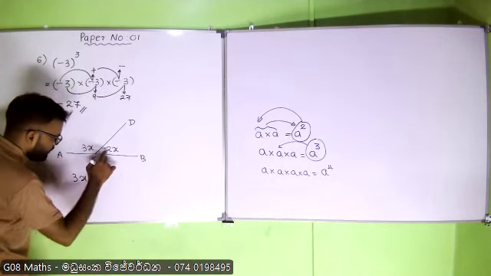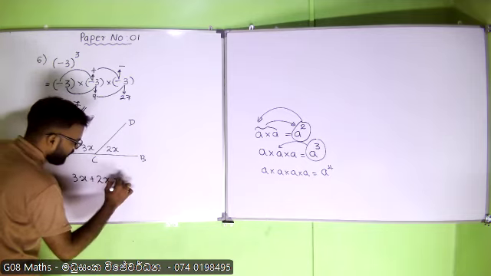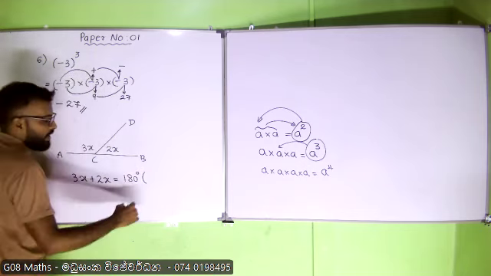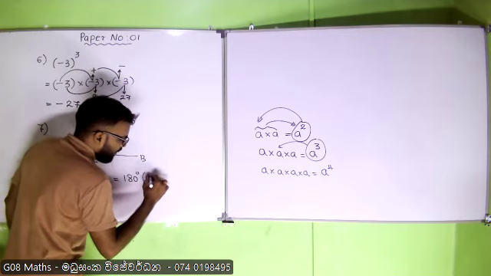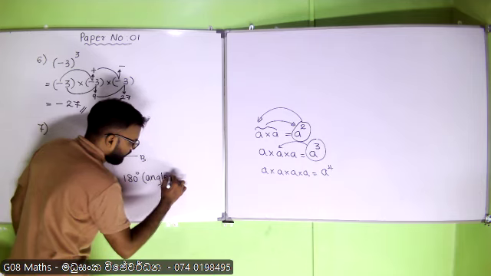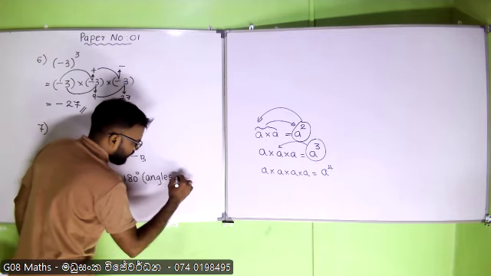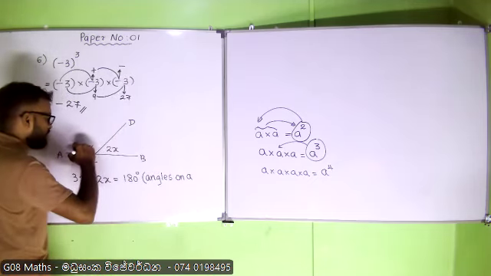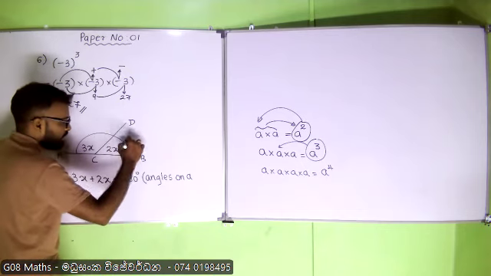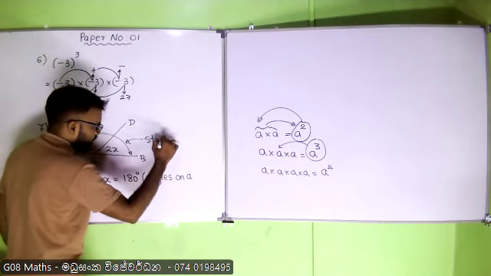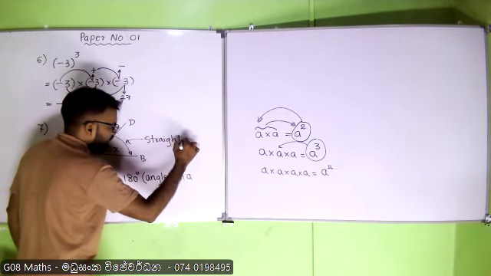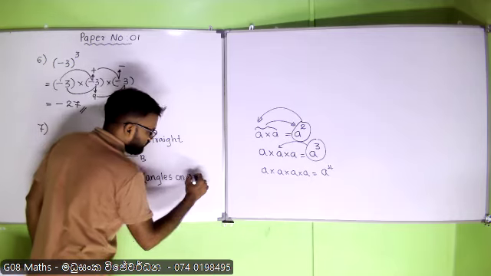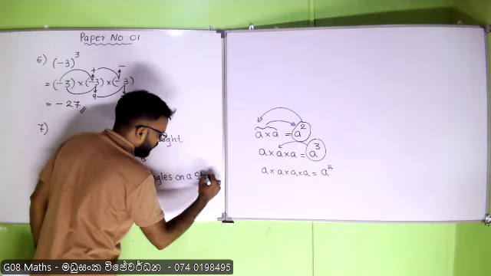3x plus 2x equals 180 degrees. What is the reason? The straight angle is 180 degrees. Yes, angles on a straight line. This is a straight angle. AB means straight angle, from here to here. That means 180 degrees. The summation of the angles on a straight line equals 180 degrees.